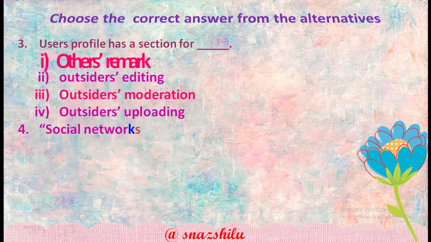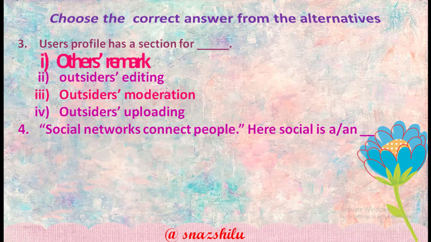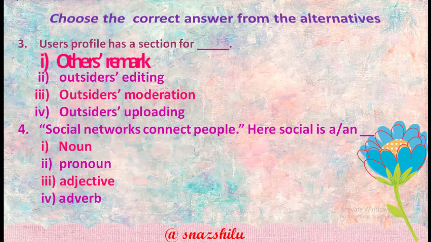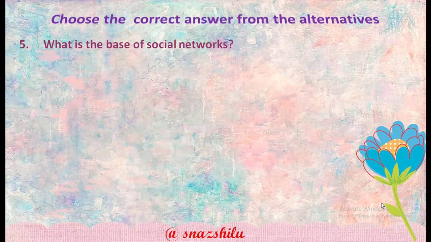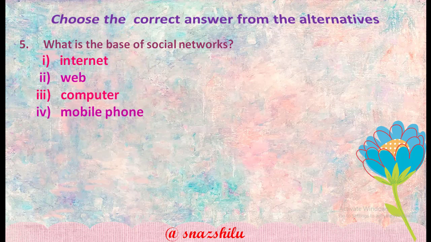Number 4, social networks connect people. Here social is a or an. Which parts of speech is it? That means here are 4 options for you: noun, pronoun, adjective and adverb. And the answer will be adjective. So here is the question number 5. What is the base of social networks? The 4 options are internet, web, computer, mobile phone. And the answer is number 2, web.